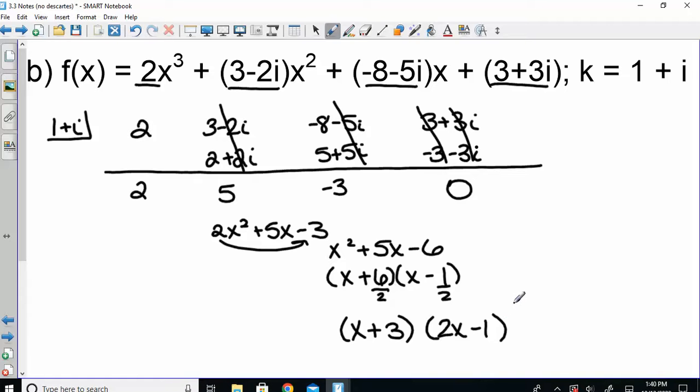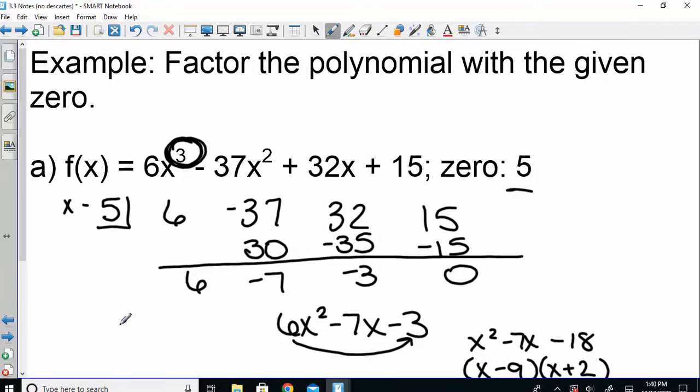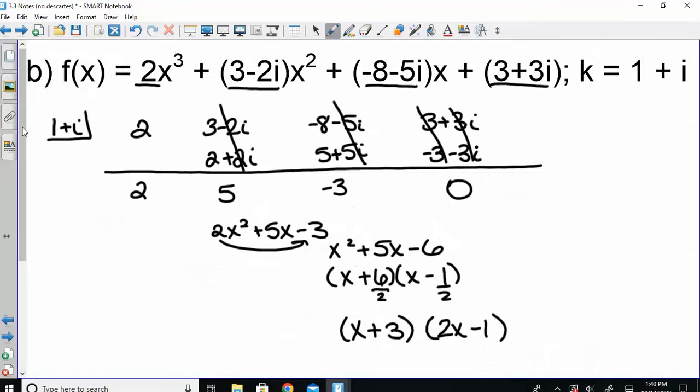Okay, so the final factored form, what am I missing? 1 plus i. Okay, so when we had a 5, we just did x minus that. So if I do x minus 1 plus i, what does that become? X minus 1 minus i. You have to run that negative through both pieces. So it looks pretty awful to start with, but it actually wasn't so bad because when we did that synthetic, all the i's disappeared, and then we just had a regular quadratic to deal with.